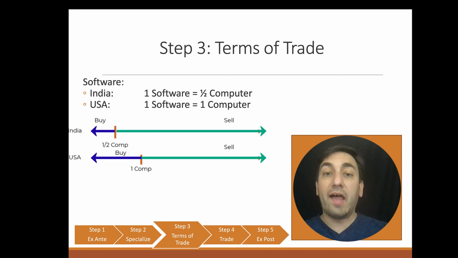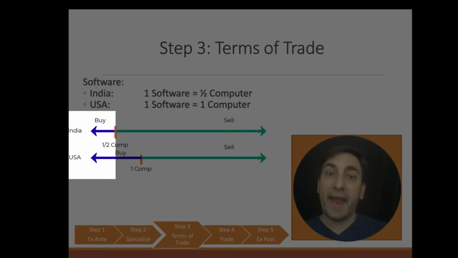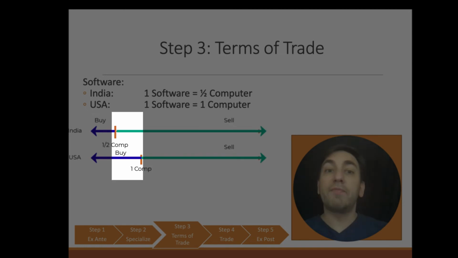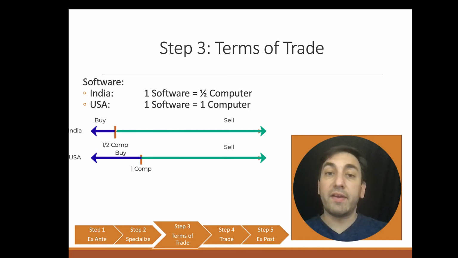So now let's align these number lines, and we'll notice that when the price of software is below a half of a computer, everyone wants to buy and no one wants to sell. When the price is greater than one computer, everyone wants to sell and no one wants to buy. But if the price is between one half and one, then you have a buyer and a seller and trade can occur.